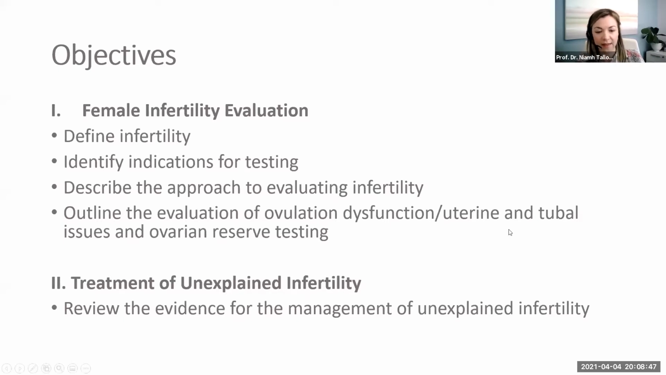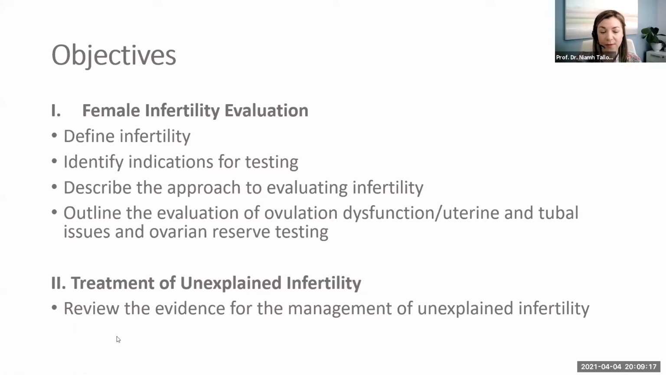So I've set the objectives for female infertility evaluation, really just to give some broad overview and context of definitions, looking at the indications for testing, because really they've changed, describe the approach that we should take when evaluating infertility, and to look at overall ovulation dysfunction, how we evaluate uterine tubal pathology, and how we should approach ovarian reserve testing.